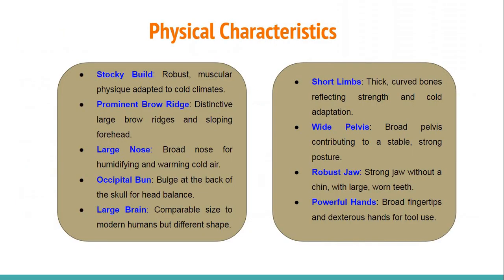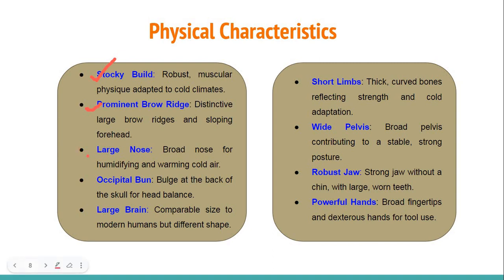Now let us see about the physical characteristics of Neanderthals. As we have seen in the previous slide, it had a stocky build, a robust muscular physique adapted to cold climates. Now prominent brow ridges were present. This is a distinctive feature, that distinctively large brow ridges and a sloping forehead are present, and this character belongs to Homo erectus too. Large, broad nose for humidifying and warming cold air.